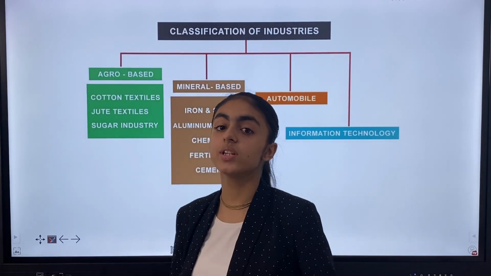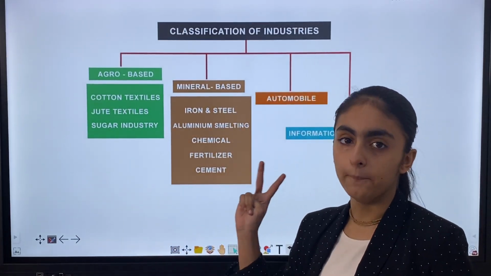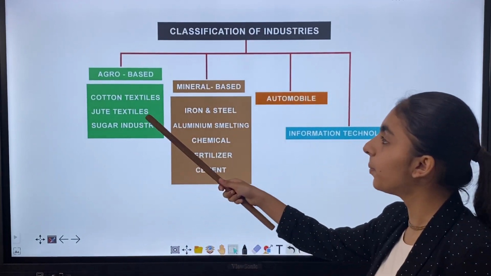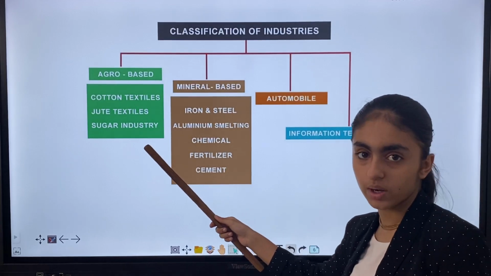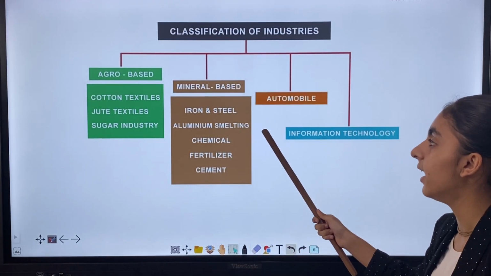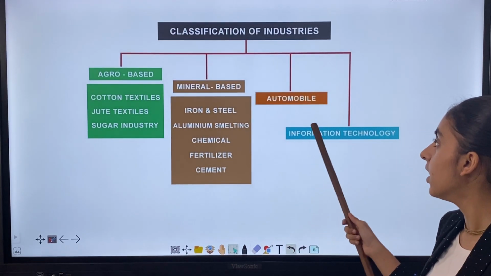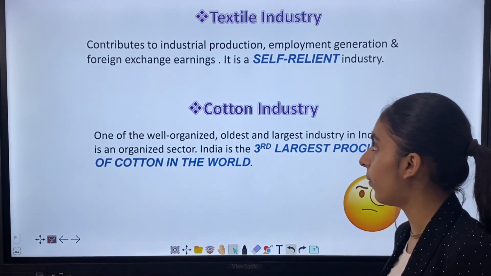Now, industries are classified on four bases: agro-based industry, mineral-based, automobile or information technology. Agro-based industry includes cotton textile, jute textile or sugar industry, whereas mineral-based includes iron and steel, aluminium smelting, chemical, fertilizer and cement industry. Then automobile and information technology. Now let us learn one by one.